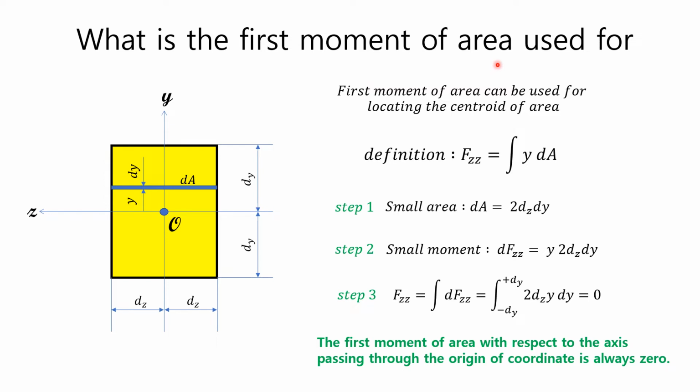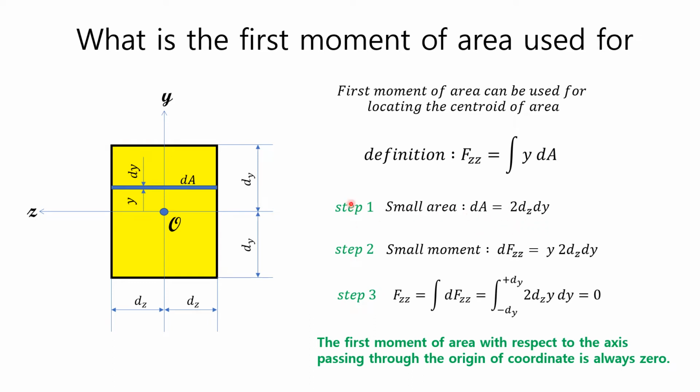What is the first moment of area used for? The first moment of area can be used for locating the centroid of area. The first moment of area is defined as the value obtained by integrating the moment arm length y with respect to the entire cross-section. Let's take the coordinate system so that its origin locates at the centroid of a rectangle like in this picture. The rectangle is symmetric with respect to both the z and y axes. Then, the small area dA is dz dy.